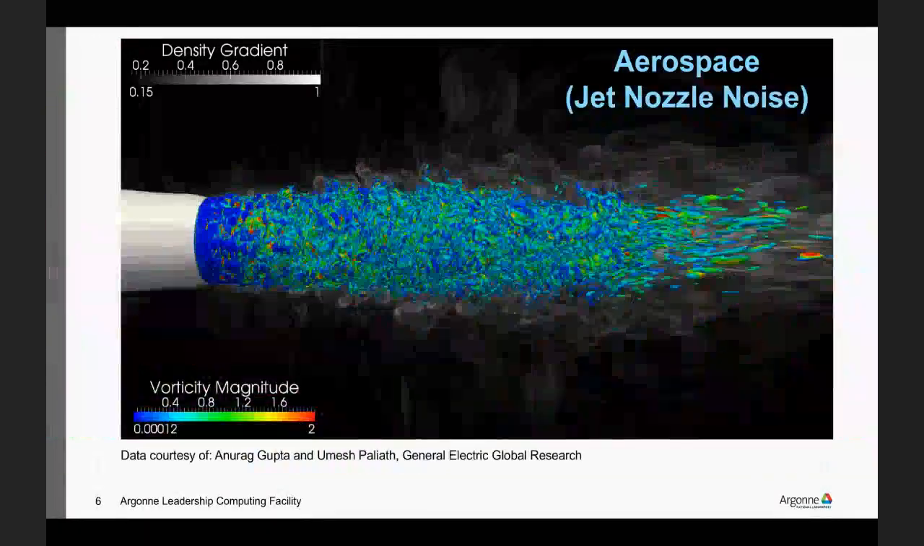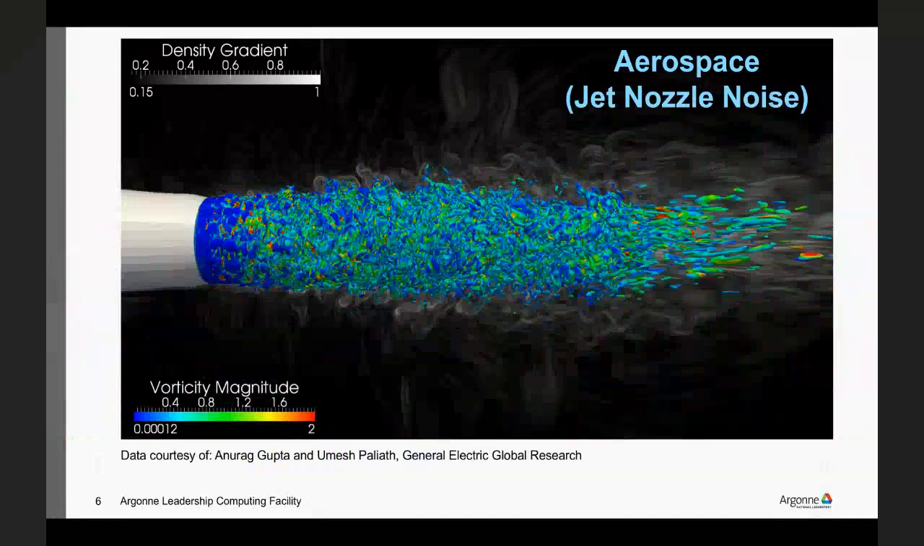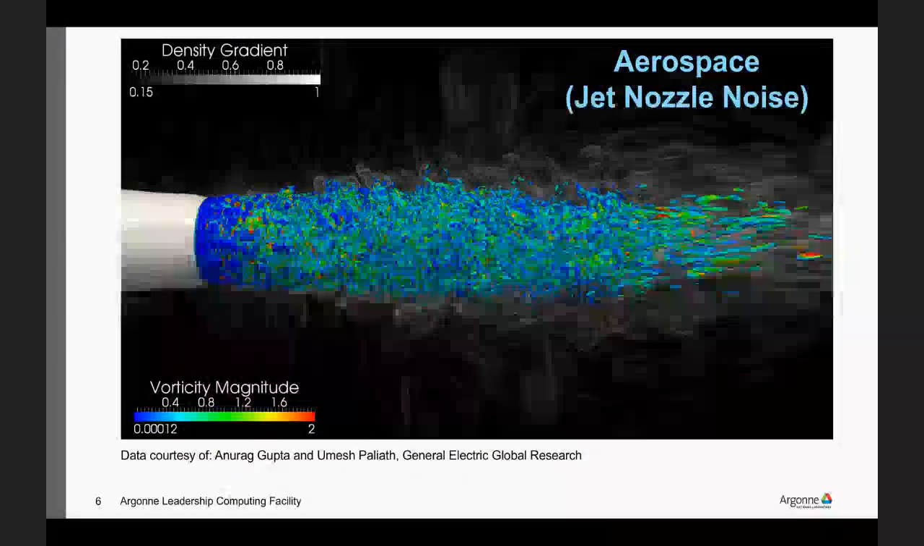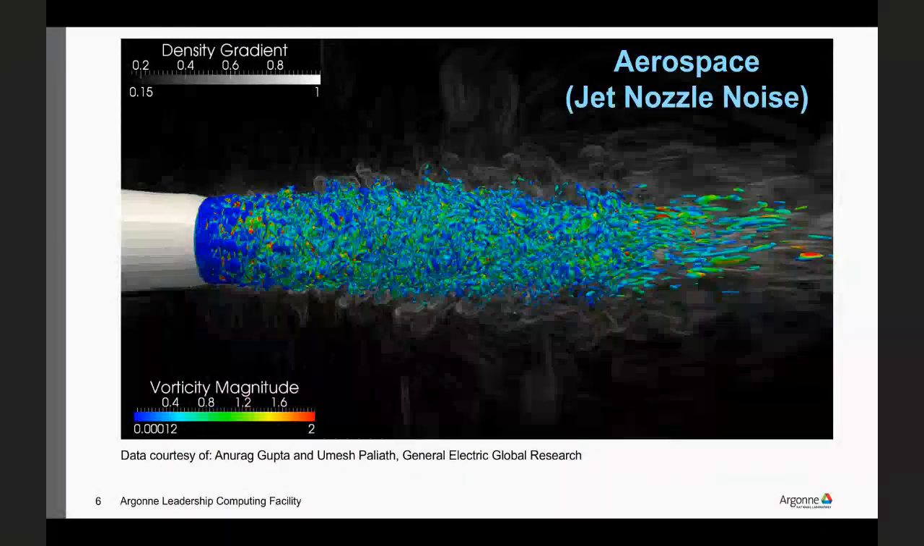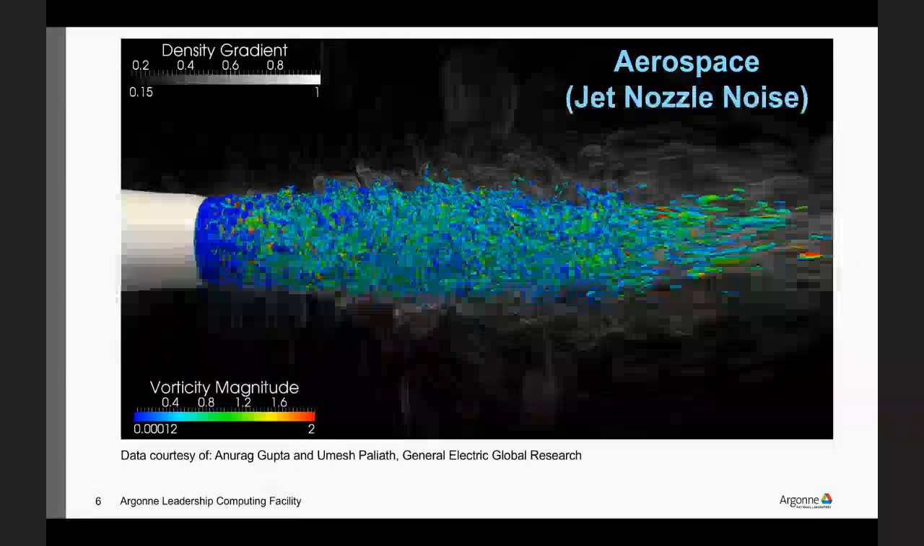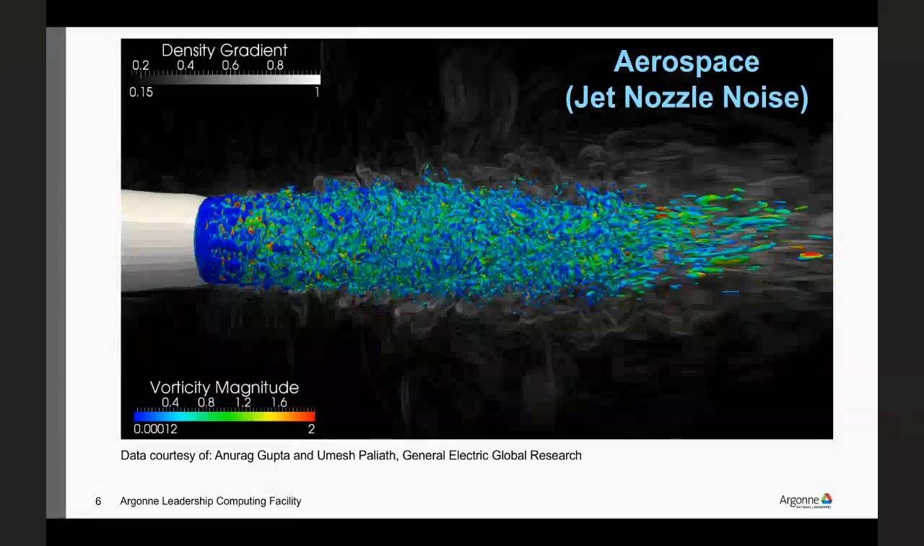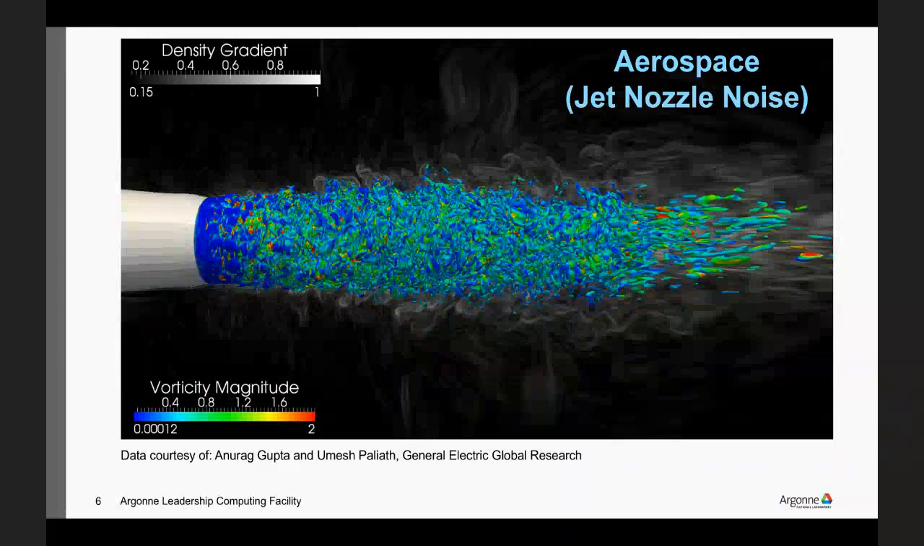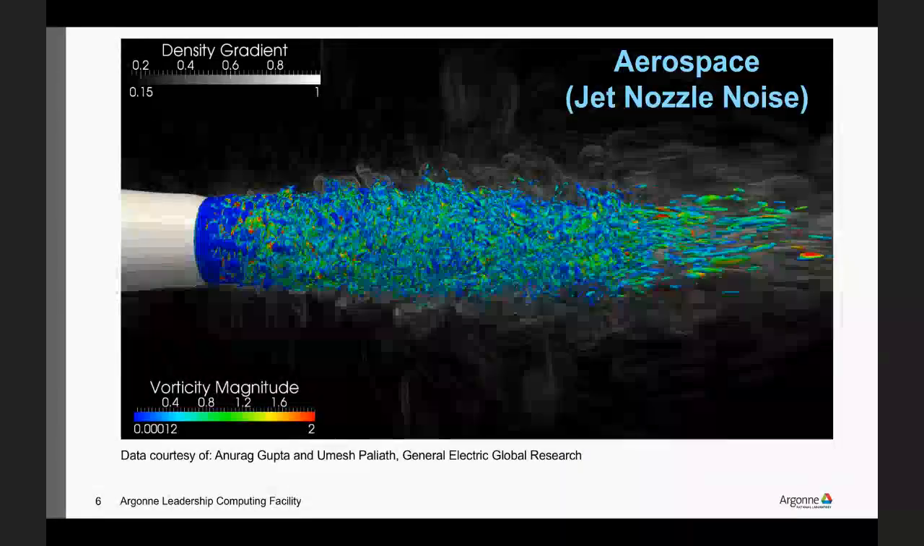So this is an example of one of our cases of working with industry. This was work from GE, who engineer and produce large jet engines. And so they're also using the ALCF facilities, and they're looking at reducing noise emissions from these jet nozzles, which not only cuts down on noise pollution, but also leads to better fuel efficiency.